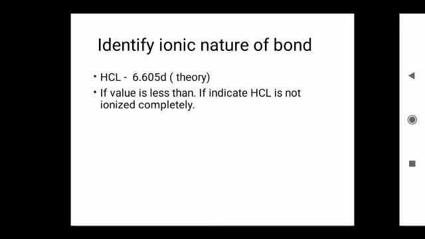Hydrochloric acid: complete ionization of hydrochloric acid corresponds to a dipole moment of 6.605 D. By conducting an experiment, if the value obtained is less than 6.605 D, it indicates hydrochloric acid is not completely ionized. By this procedure, you will decide the ionic nature of the bond.